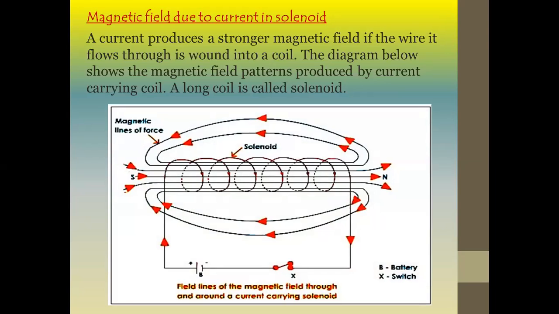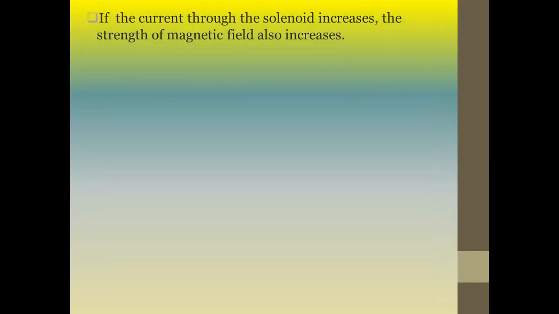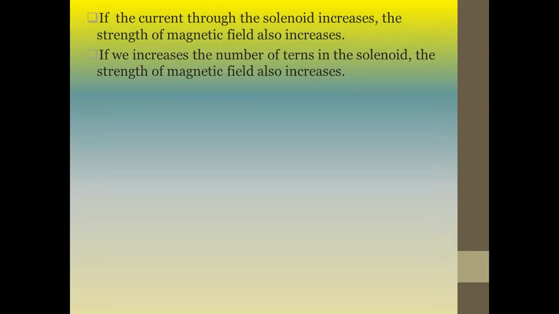When the current passes through it, each loop has the same field as a single wire. So as a combination of the fields, a stronger field is generated, in the direction shown in the diagram. This field will be stronger than that of a single wire because the multiple fields join together. If the current through the solenoid increases, the strength of the magnetic field also increases. The same thing: the field is dependent on the current.